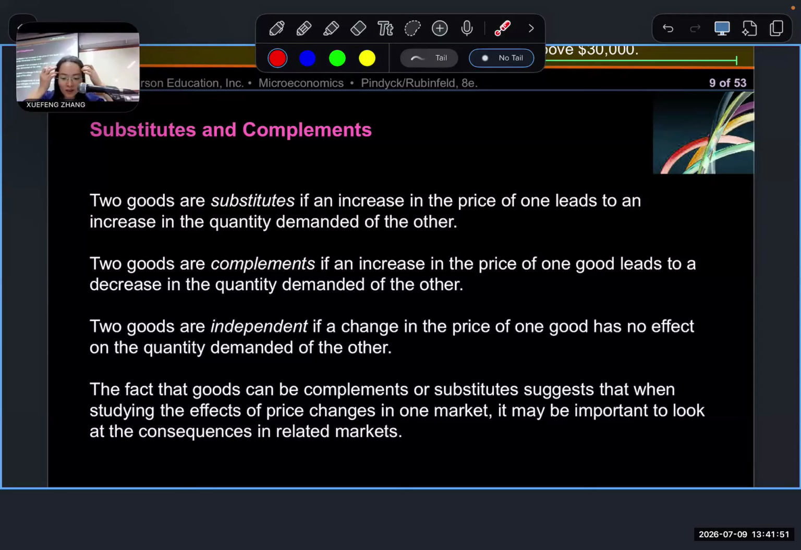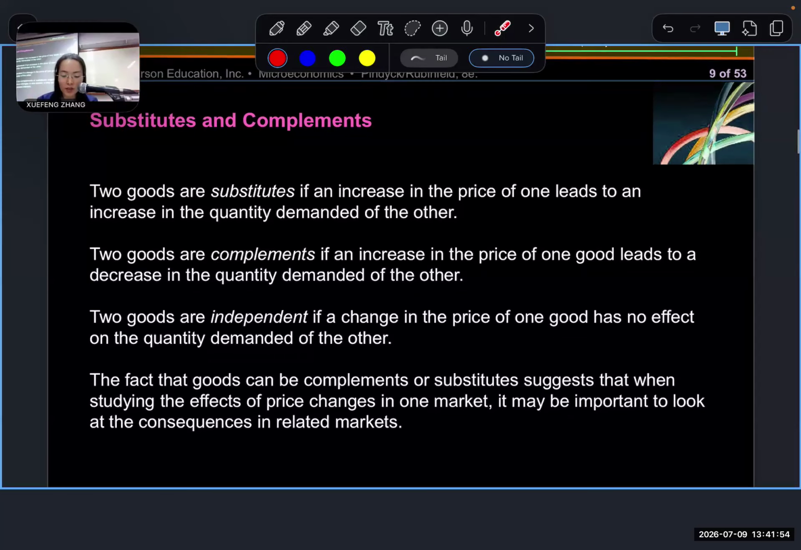Next one, we're going to talk about substitutes and complements. We say that two goods are substitutes if an increase in the price of one leads to an increase in the quantity demanded of the other, because they compete with each other. And two goods are complements if an increase in the price of one good leads to a decrease in the quantity demanded of the other. So here we combine them to consume.